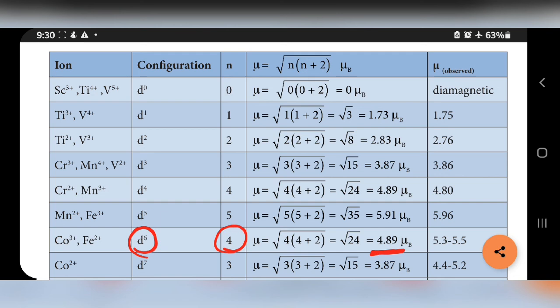So magnetic properties over. Next, catalytic properties.